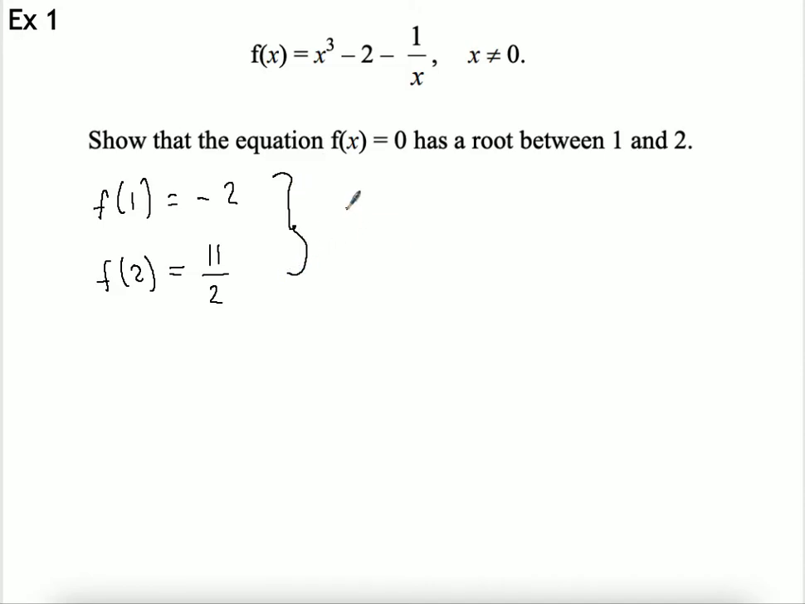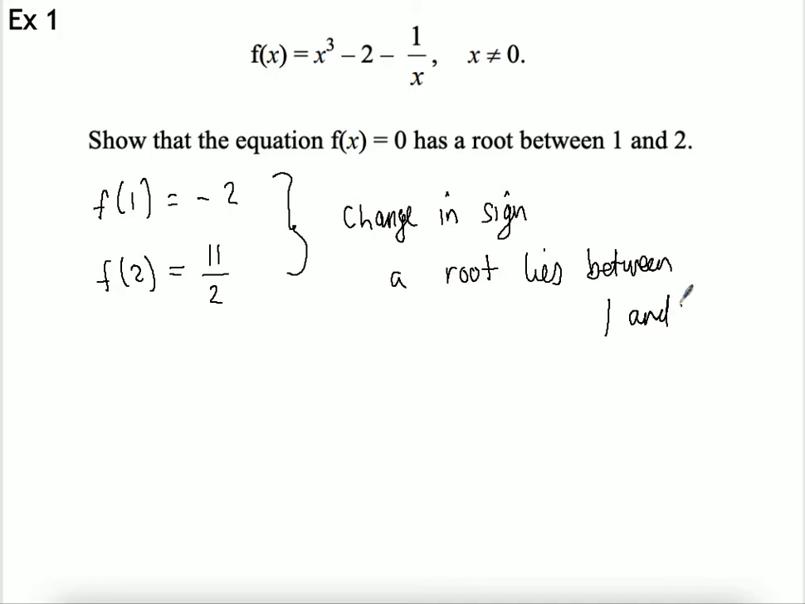Now, since there is a change in sign, a root lies between 1 and 2. And that's it. We've successfully shown that there is a root between 1 and 2.